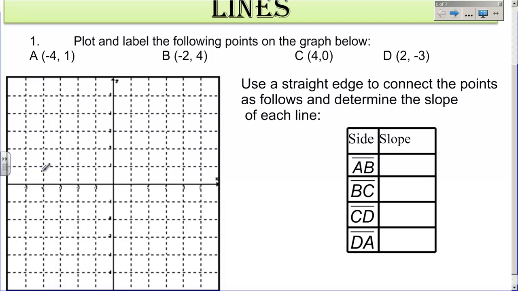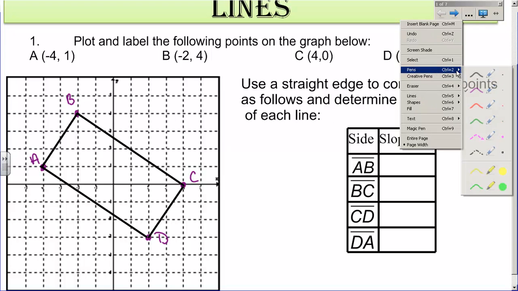A is at -4, 1. B is at -2, 1, 2, 3, 4. C is at 4, 0. And D is at 2, -3. And so let's connect all these with our lines so that we have lines connecting each of our points. And hopefully you will see we just made a lovely little rectangle.